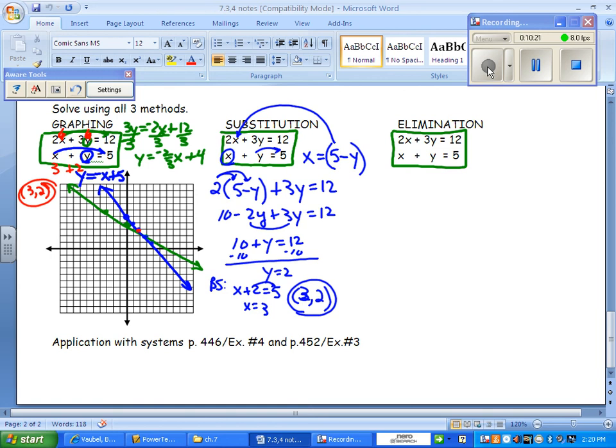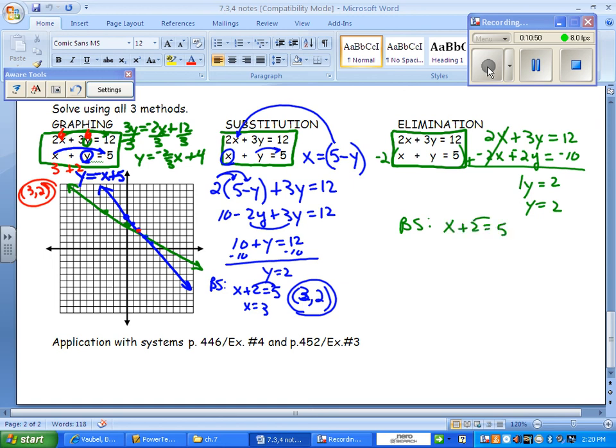Last method, elimination. I'm choosing to eliminate my x's. I'll multiply by a negative 2. So the top equation is a rewrite. And the bottom equation becomes negative 2x minus 2y equals a negative 10. When I add these, the x's are eliminated. I'll get a 1y equals a 2, so y equals 2. Back substitute, I'll do it into the bottom equation. X plus 2 equals 5. When you subtract your 2, x equals 3. Ordered pair is 3, 2, same as before.